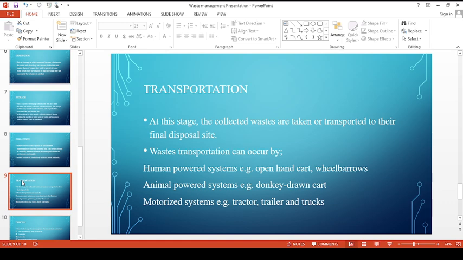From collection, these wastes are transported or taken to their final disposal site. Waste transportation can occur by 3 systems. One, we can have human-powered systems, for example, the open hand carts, wheelbarrows. We also have animal powered systems, for example, donkey drawn carts. And then we also have the motorized systems, which include the tractors, the trailers, and the trucks.